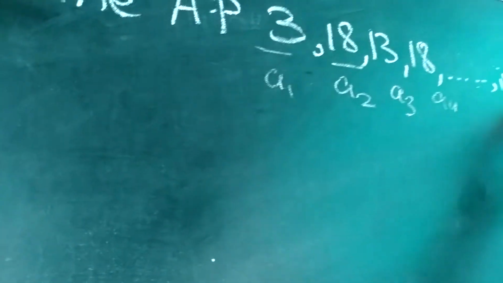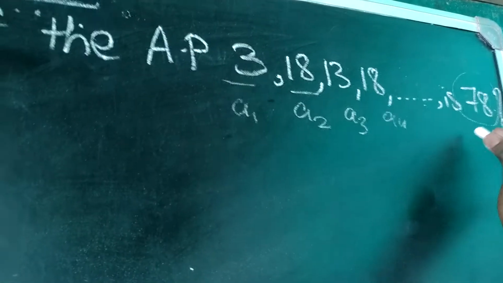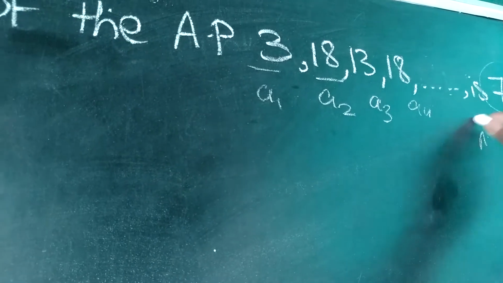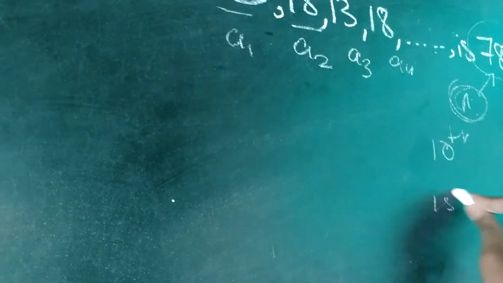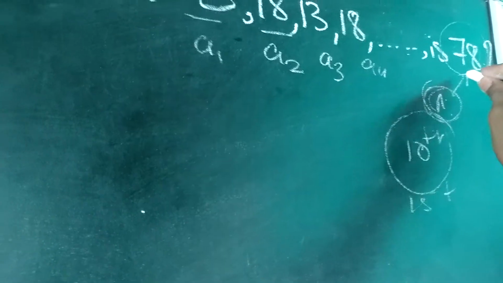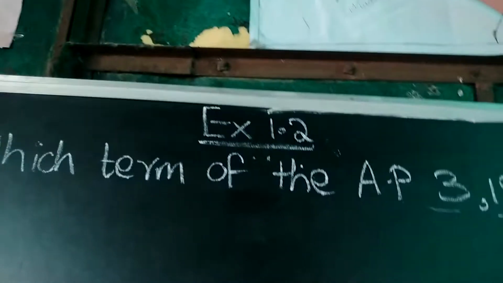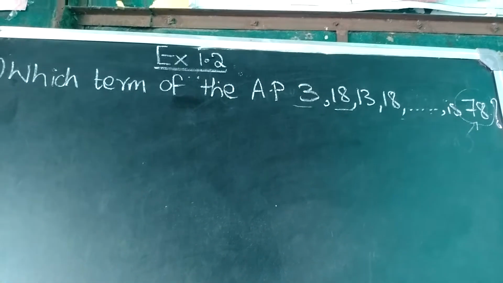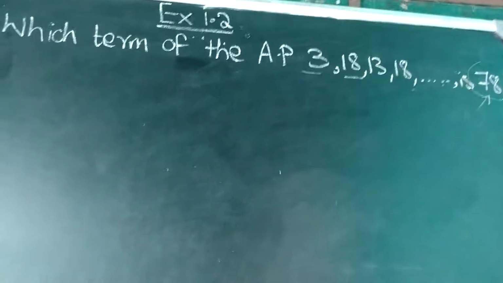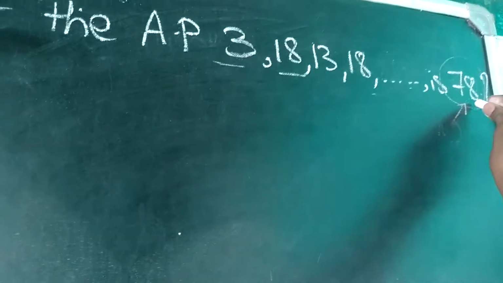At some point, at some n, we are going to get a term called 78. So we have to find in which term we are going to get 78 in this AP. It might be the 10th term or it might be the 15th term. In which term are we going to get this number 78? That's what we have to find. So that's what this question deals with. I hope you have understood.